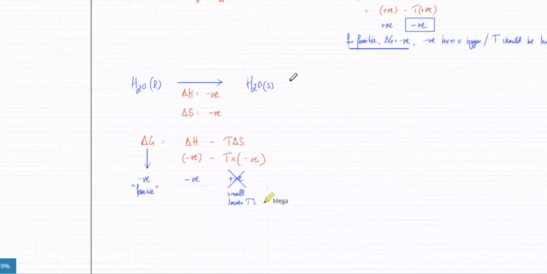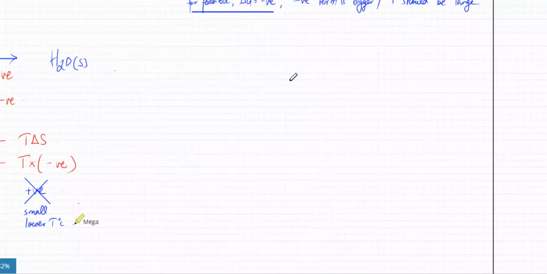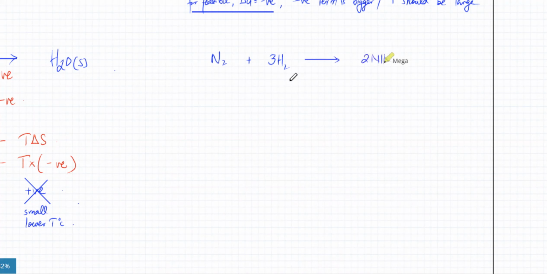Now we can apply this to pretty much any reaction. Like the Haber process: I want to know when this reaction will be more feasible. The Haber process is N2 plus 3H2, and I want to know when ammonia will be formed. Would ammonia be formed at a higher temperature or lower temperature? The first thing is the enthalpy change for this reaction is already given. It's negative, minus 88 to be more precise.